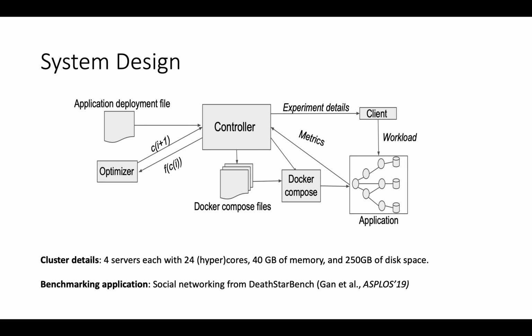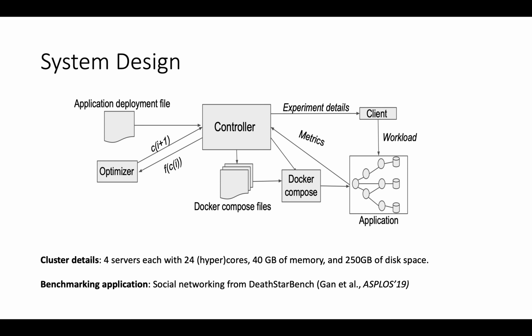Coming to the system that we use to run our experiments, the user provides the details about the application in the application deployment file. The controller takes the application deployment file and the configuration chosen by the optimizer as input and generates the Docker Compose files. The Docker Compose utility takes these Docker Compose files and brings up the application. Once the application is up and running, the client generates the workload. The controller collects the metrics and passes it on to the optimizer. The optimizer then uses these metrics to generate the next configuration. This process stops when we run out of budget or when we have reached the required performance improvement.